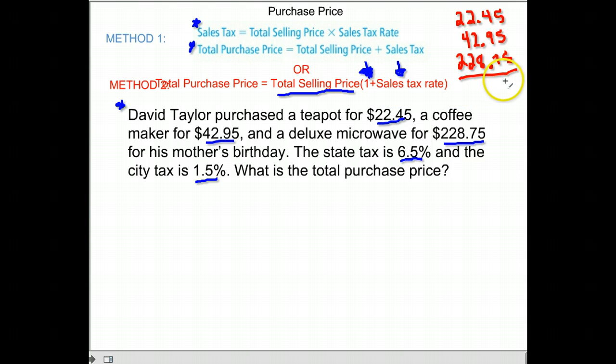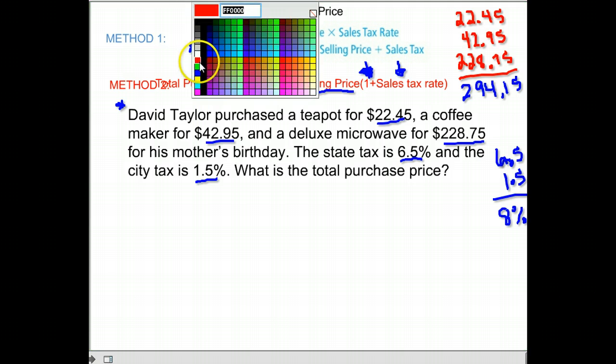And what do we get for that? We get $294.15. Very good. Okay, now we need to total our tax. So what's our total tax? We have a 6.5% tax and a 1.5% tax. We need to add those together. Very good. Okay, so we have an 8% tax. So we'll do method 1. I'll show you what method 1 looks like.